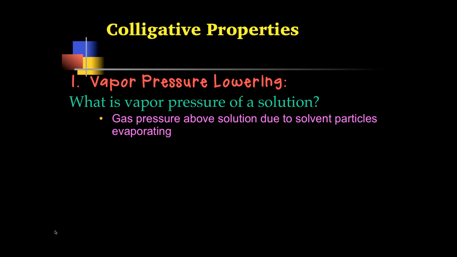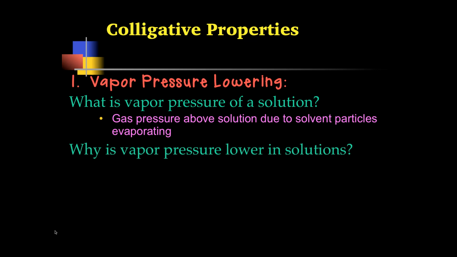Vapor pressure is the gas pressure above a solution due to the solvent particles that have been evaporating. And then again, it tells you right away that the vapor pressure is going to be lower. Well, let's think about why that would be. Why is it automatically? I don't have to measure it or predict it. It is. It's always going to be some amount lower.